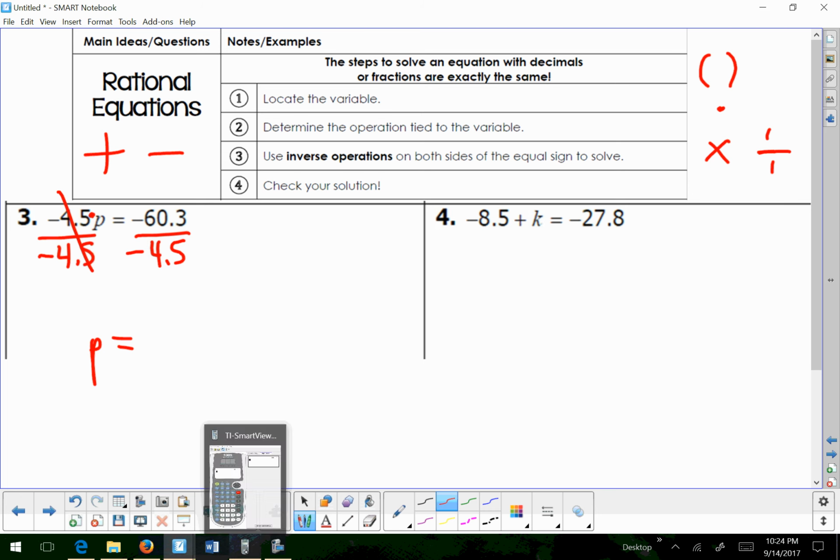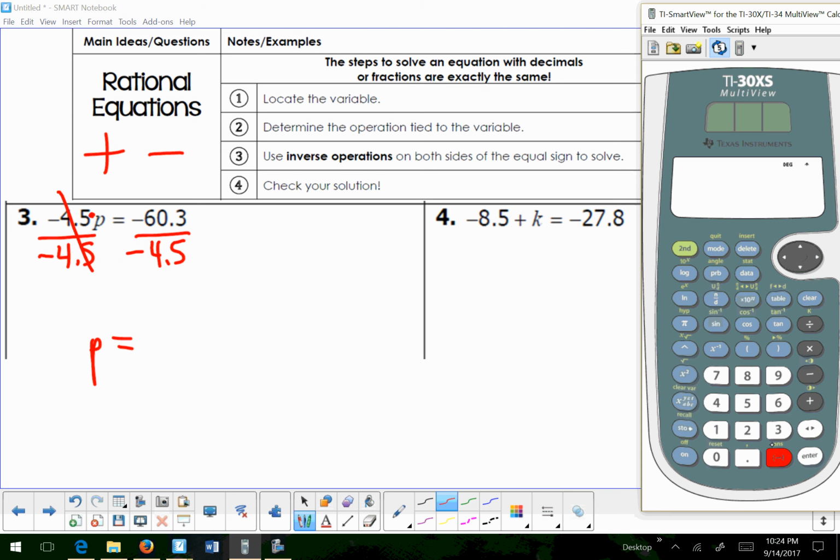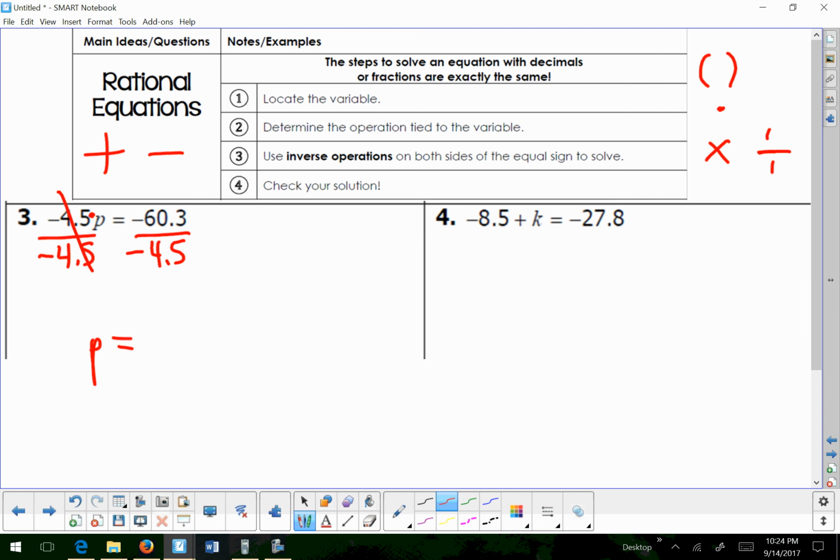And then we're going to use our calculator to actually perform negative 60.3 divided by negative 4.5, and we get 13.4. The answer is 13.4.